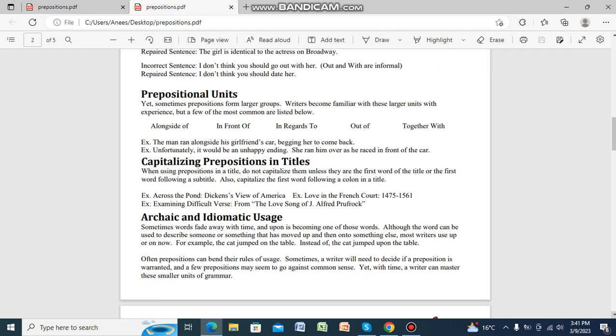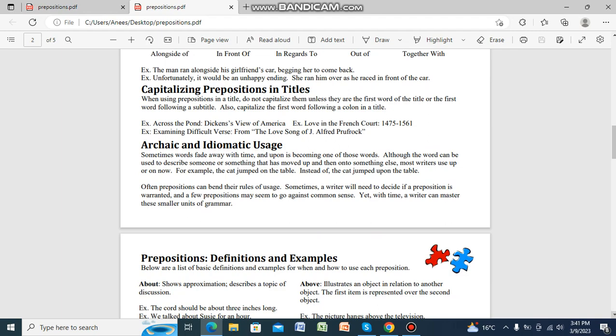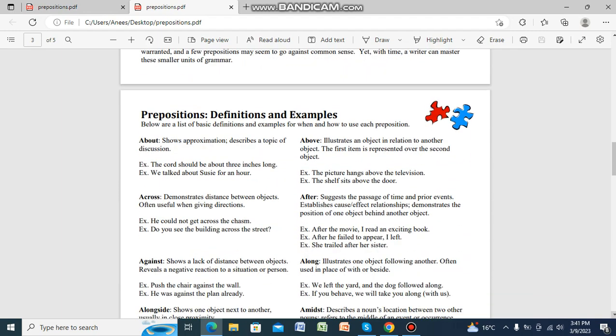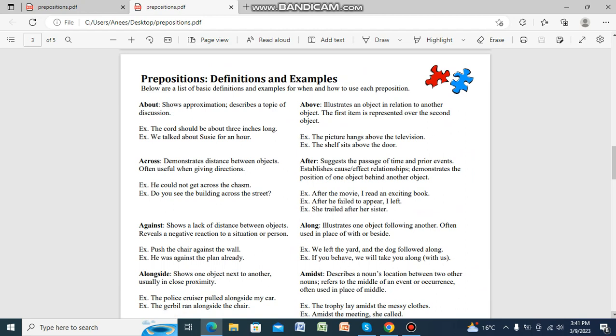Prepositional units, capitalizing prepositions in titles, preposition definitions and examples. These are different types of prepositions. Below is a list of basic definitions and examples for when and how to use each preposition. About shows approximation and describes a topic of discussion. Above illustrates an object in relation to another. And then we have across, which demonstrates the distance between objects, often useful when giving directions.